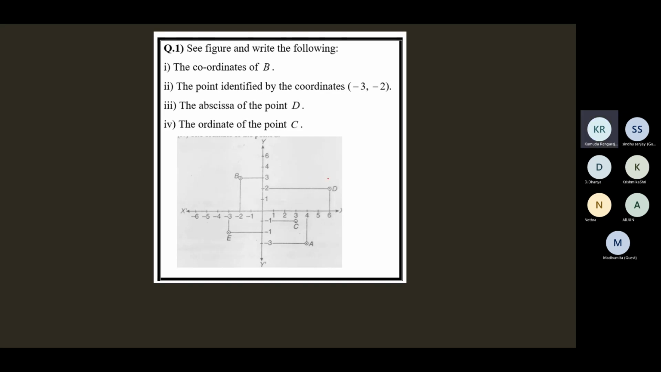What's the abscissa of D? 6. Because the x-coordinate is the abscissa. The ordinate is the y-coordinate. Okay, Arjun, what is the ordinate of the point C? Ma'am, -1, because the point is given by 3, comma, -1. So the ordinate is -1.